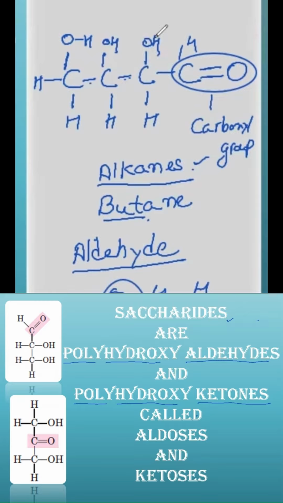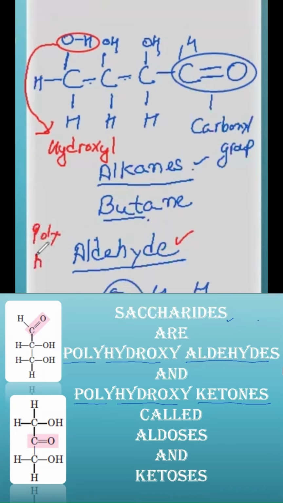Now this OH group over here is basically the alcoholic group. This group is also called the hydroxyl group. Now, this is an aldehyde, and there are so many hydroxyl groups in this aldehyde. Because there are more than one hydroxyl groups, this molecule will now be called polyhydroxy aldehyde. If it is a polyhydroxy aldehyde, then those monosaccharides are called aldoses.